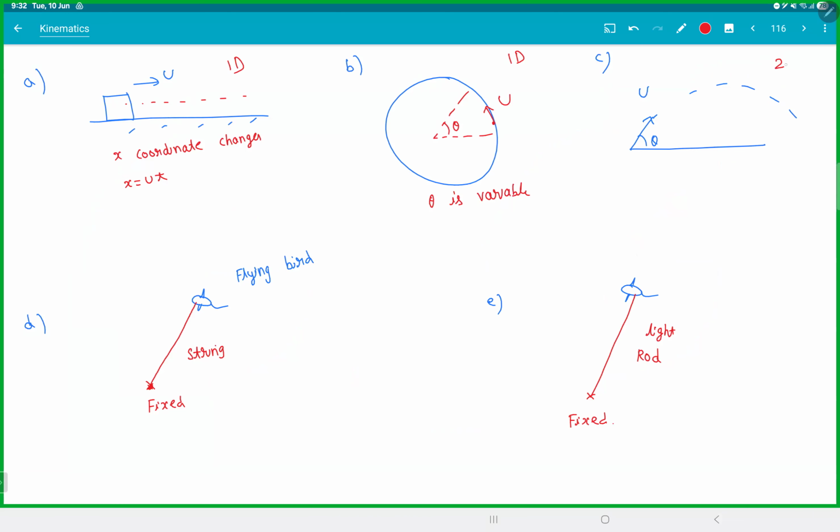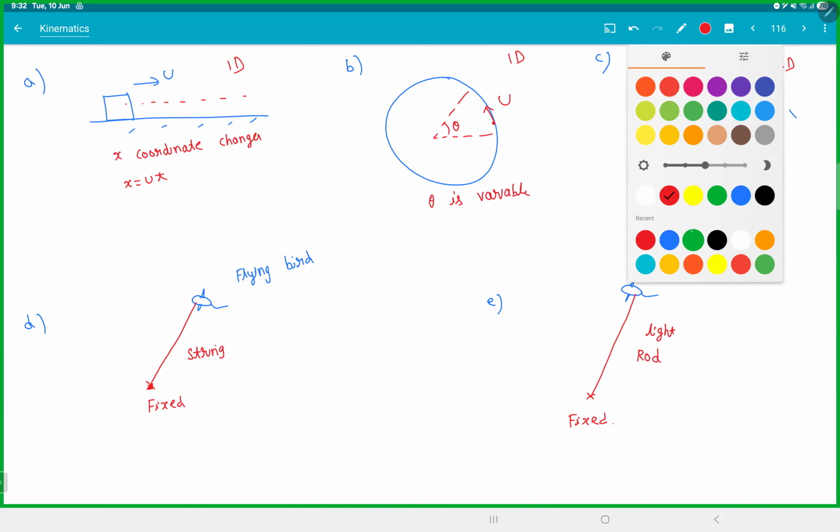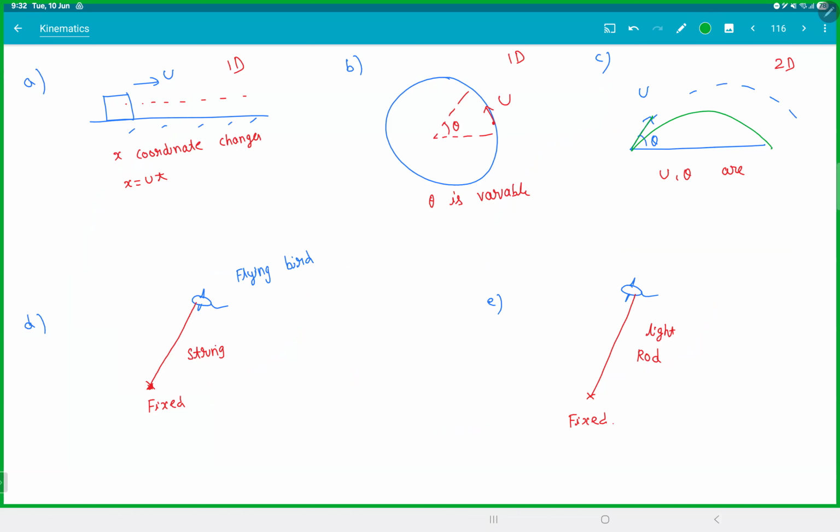This is projectile motion, 2D. Here, u and theta, there are two variables. It need not be x and y. See, for different velocities and different angles, I can get different trajectories, isn't it? So there are two variables which will decide what path you will take, which is u and theta. Both are independent of each other. What angle you throw and what speed you throw will not depend on each other.